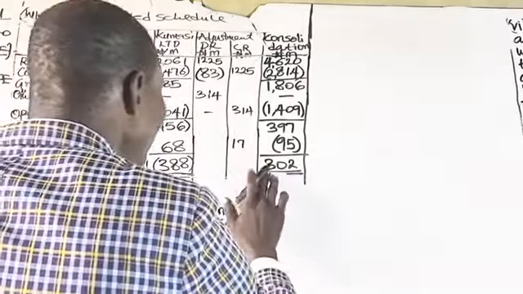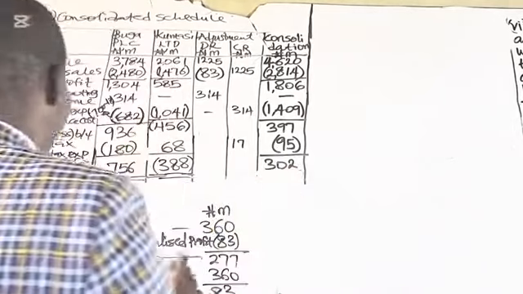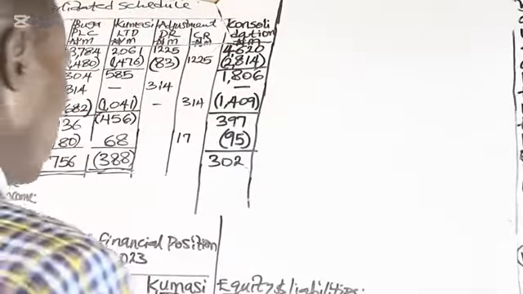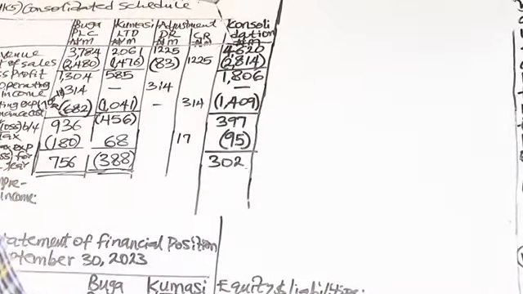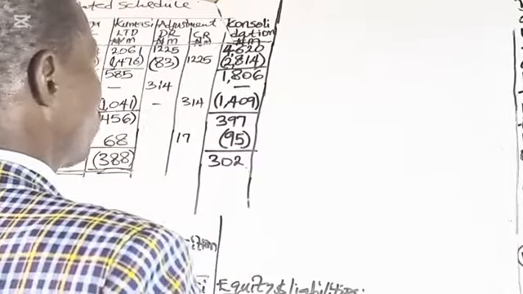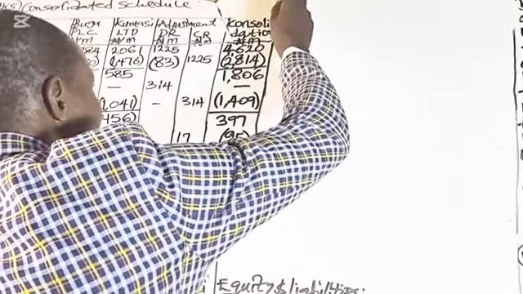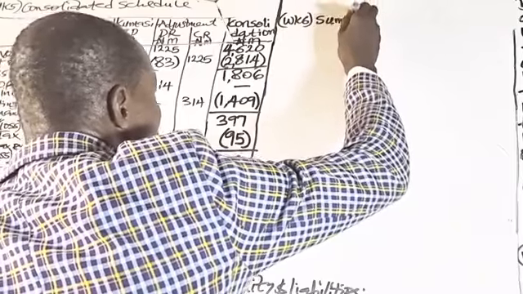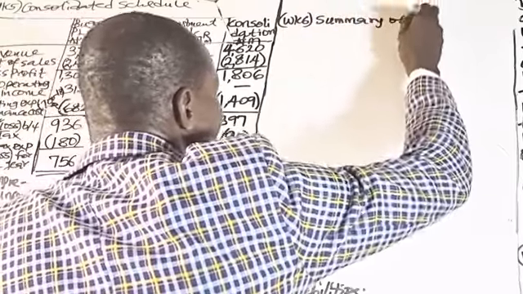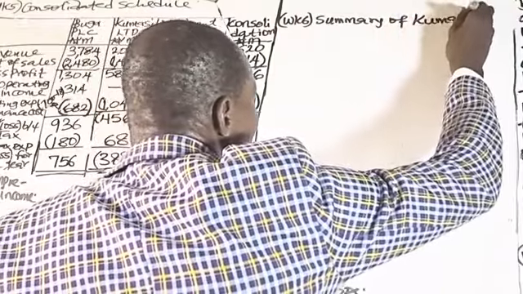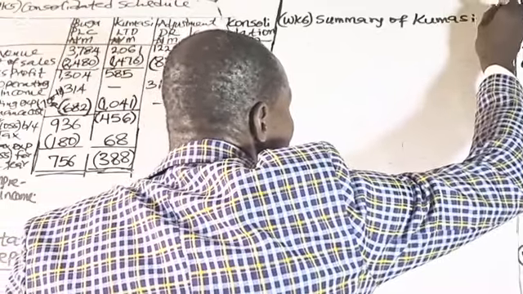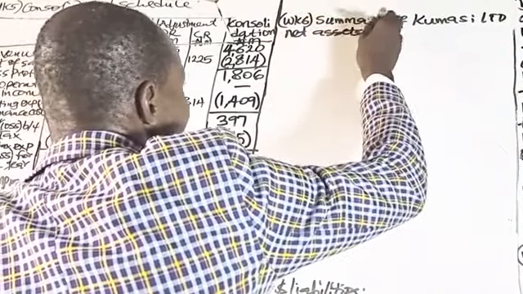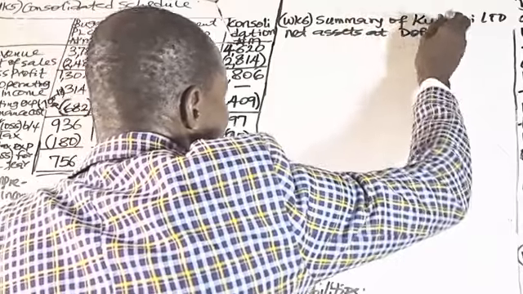Now, after this, the next section is the items of other comprehensive income. For the purpose of goodwill calculation, let's present the summary of subsidiary net asset at the date of acquisition. Summary, let me have this as working number 6. Summary of Kumasi Limited net assets at the date of acquisition.